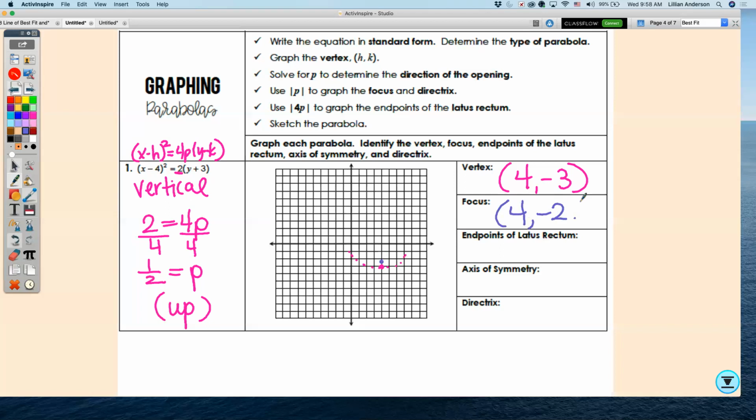4, -2.5. My directrix is located that many units away from the vertex on the outside. And it is drawn as a dotted line. And since it opens up, it's going to be a horizontal dotted line.